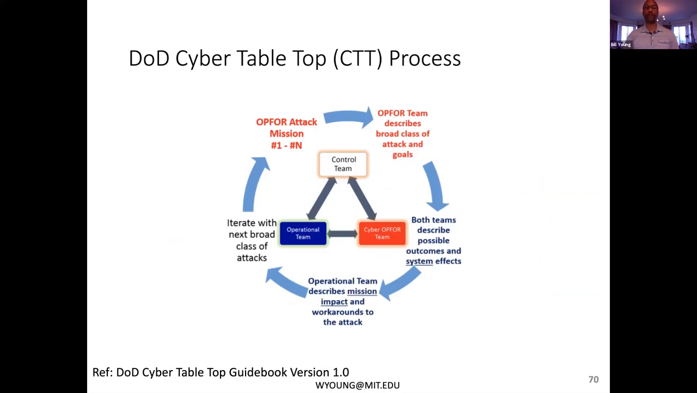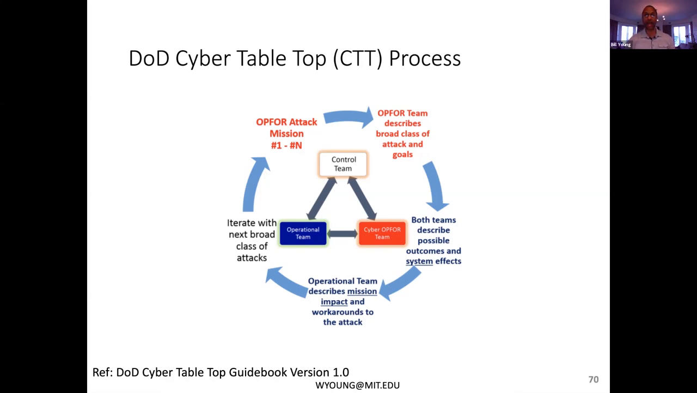This is the tabletop process. OPFOR is the red team, which stands for opposing force. They describe the class of attack. Then both teams describe the outcomes and system effects. Then the operational team, that's the blue team, describes the mission impact and workarounds. Then they iterate to the next broad class of attacks, then OPFOR again, and you go round and round until you're done.